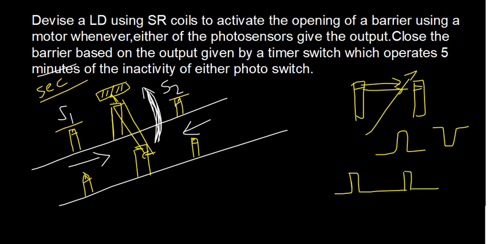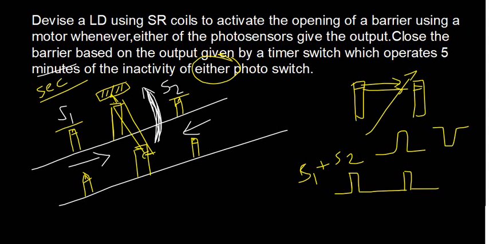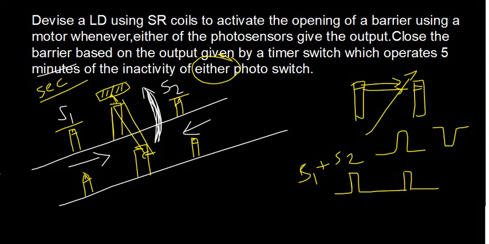This is very important. If S1 or S2 doesn't give the pulse for 5 seconds, right, then it has to close, right. So this time period is, say, 1 second, this is 5 seconds, this is for 5 seconds, right. If for 5 seconds it doesn't give the pulses, it is understood that the barrier is to be closed.